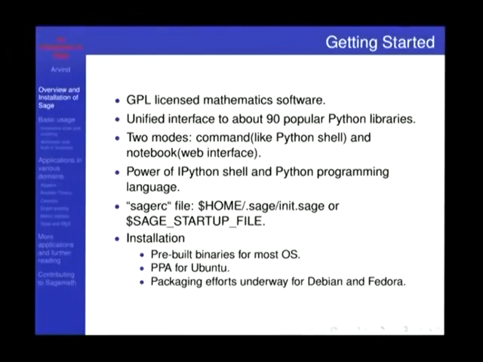Everything fancier comes with it, auto-completion, history, and you also have the Python programming language, which means you can use every other Python library that's actually there. And there's a $HOME/.sage/init.sage file, that's like the sage RC, and installing it is actually pretty easy. You just have to download the pre-built binaries from the Sage website.